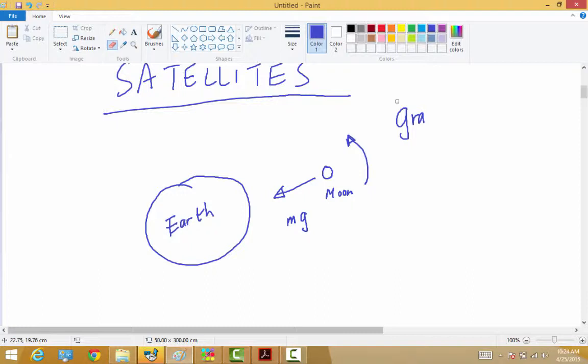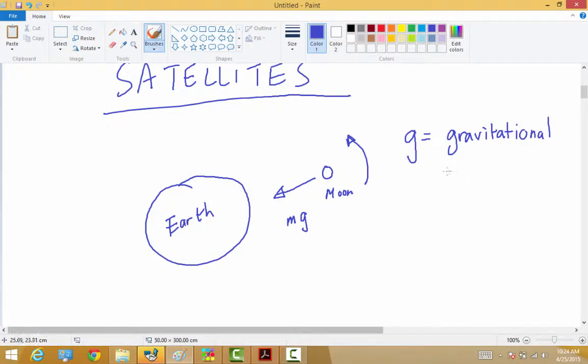So for the g, it is not one figure, right? But depending on what the major body is and what the distance between the major body and the satellite is, the gravitational field strength or gravitational acceleration is going to be different. And I'm just going to show you how to calculate that.